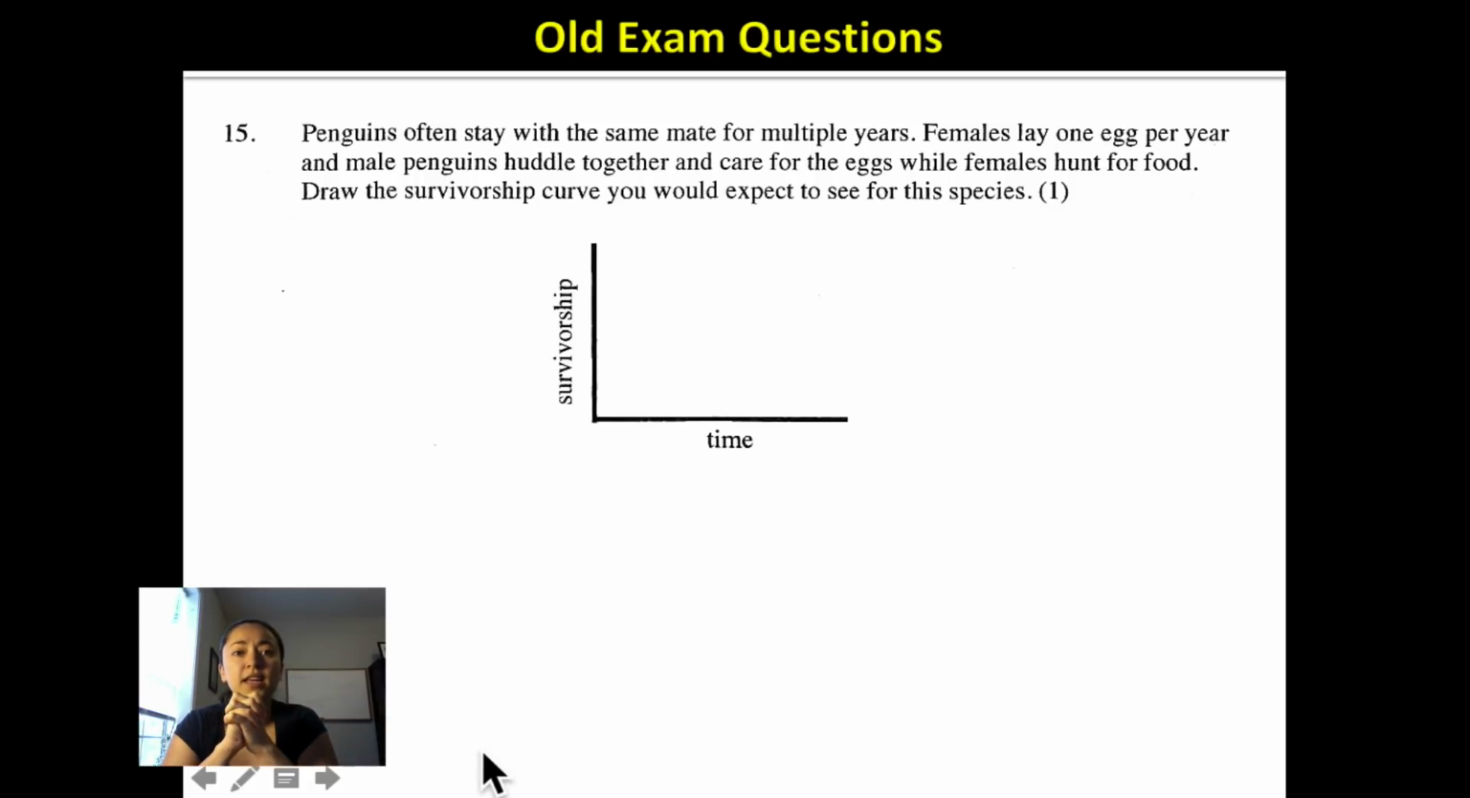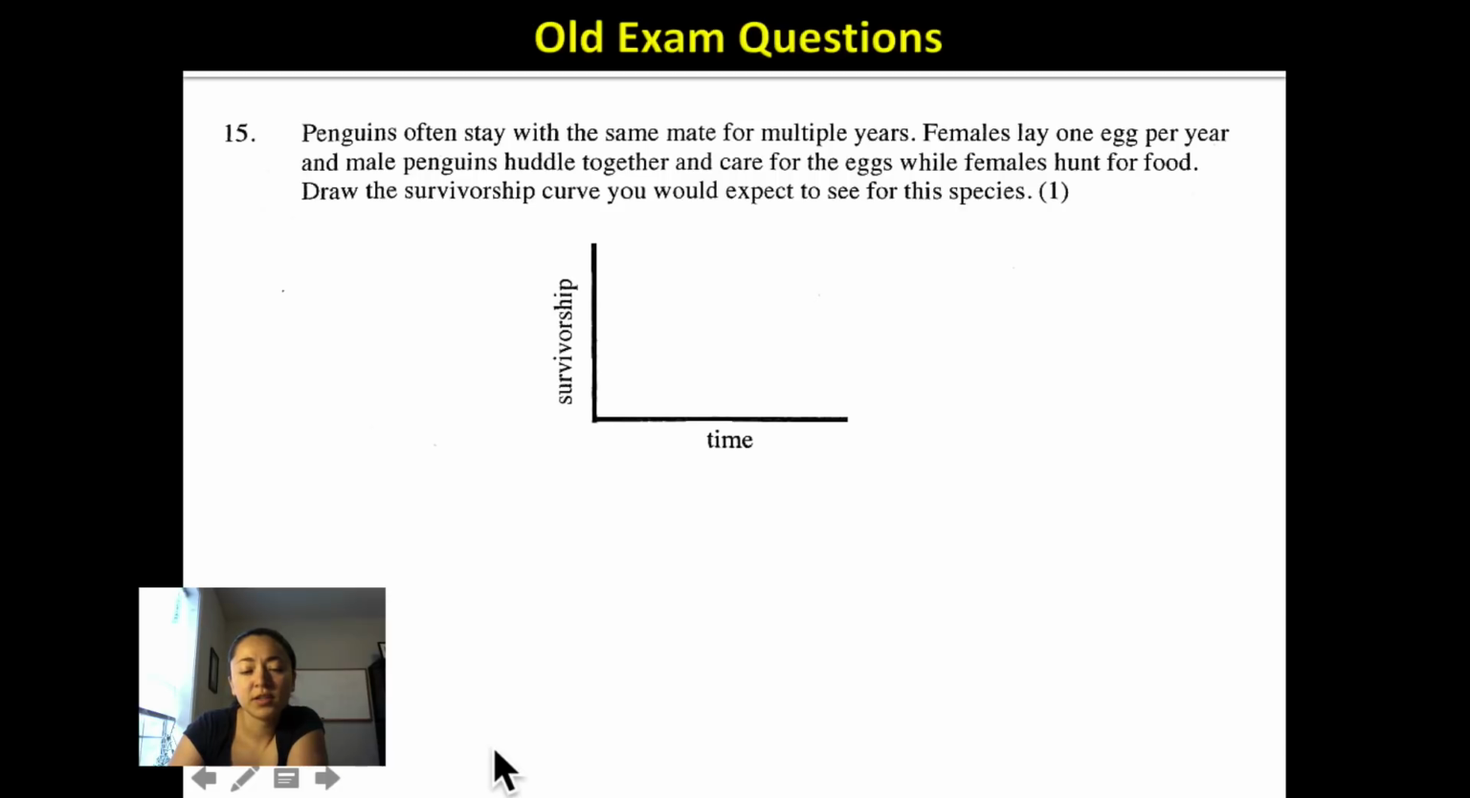Penguins often stay with the same mate for multiple years. Females lay 1 egg per year, and male penguins huddle together and care for the eggs while females hunt for food. Draw the survivorship curve you would expect to see for this species. So when you're drawing your survivorship curve, make sure that you have time or age going down here on the x-axis, and then survivorship would go on your y-axis.